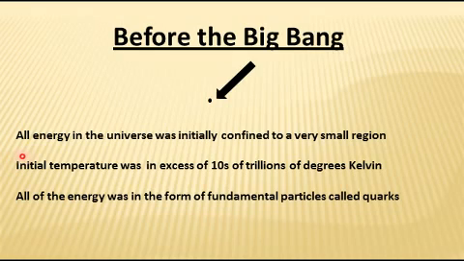Now, its initial temperature was in excess of tens of trillions of degrees. I'll show you in a minute why we know that it was over 10 trillion degrees, probably 20, 30, 40, 50, who knows. Very, very high temperature. And all of that matter was in the form of something called quarks. These are fundamental particles, highly energetic particles, building blocks of nature, and it's believed that everything was in the form of quarks before the Big Bang.